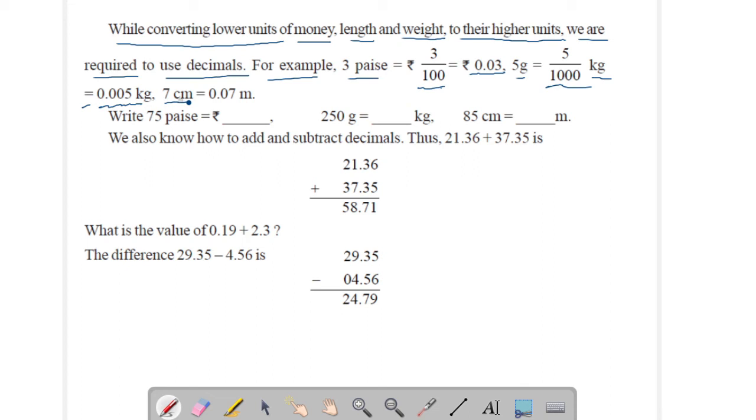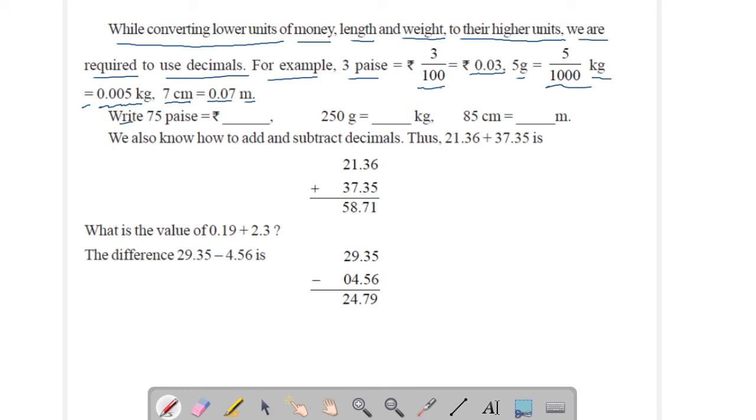Similarly, 7 centimeter, if you want to write in meters, how will you write? It can be written as 0.07 meter. How will you get this? In 1 meter, how many centimeters are there? 100. The 1 centimeter equal to how many meters? It will be 1 upon 100. So 7 centimeter can be written as 7 into 1 upon 100 meter. And if you multiply it, you will get 7 upon 100 meter. And in decimal, if you convert it, you will get 0.07 meter.